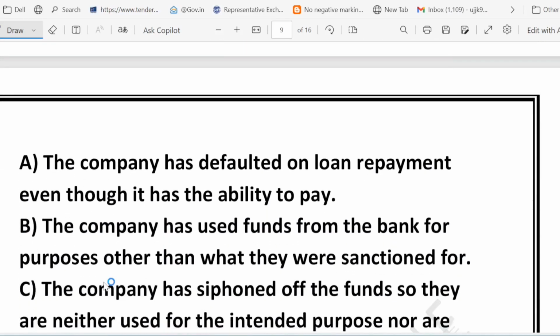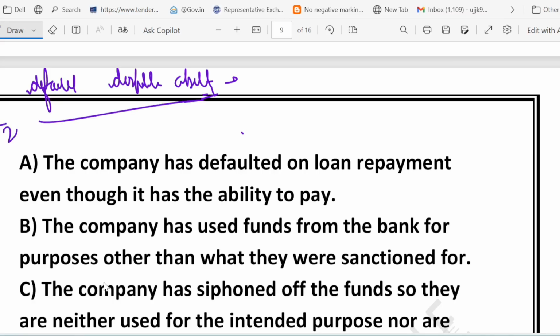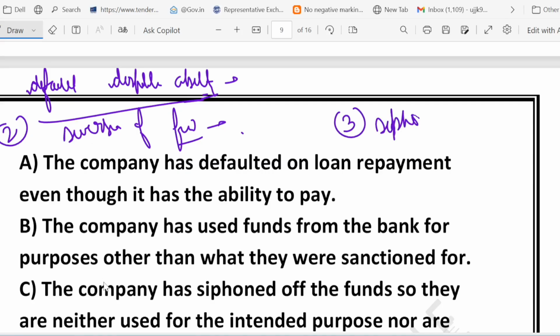Now friends, let's look at this situation under the RBI definition. The first thing is default despite ability to pay. This is the first case. It means the company has enough money but does not repay. That is the case of willful default. The second case is diversion of funds. You know what is the meaning of diversion of funds? It simply means using a bank loan for something else. For example, a loan taken for factory setup but the money used to buy a luxury car. And the third thing is called siphoning of funds. Please remember these three criteria. All these three come under willful default.